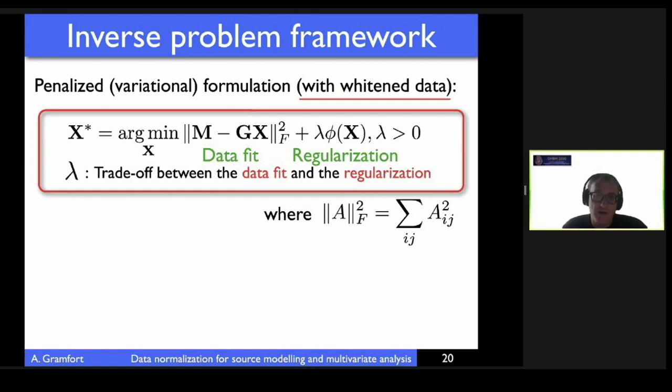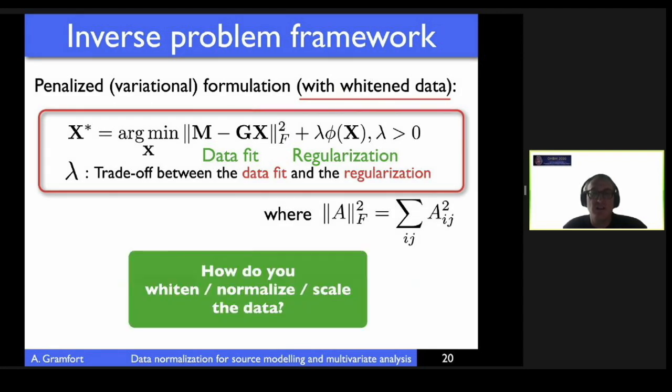Now imagine, or remember, that this matrix M can contain MEG, EEG, and also sensors with various noise levels. So the question is, okay, now I want to leverage all my multivariate data. I want to work with all my sensors at the same time. How do I put them in the same scale? How do I normalize them? Or how do I whiten the data, which is the technical term to do this, in order to have this principled formulation?